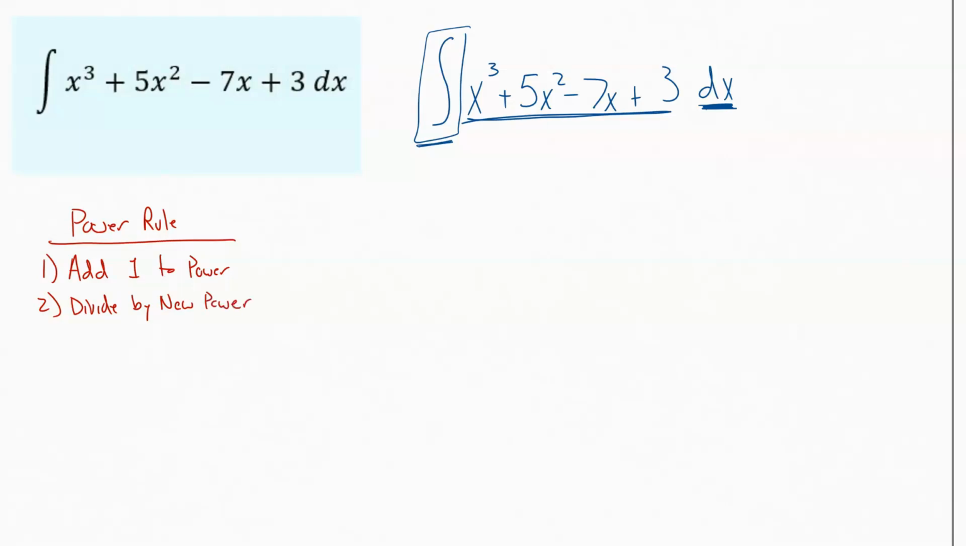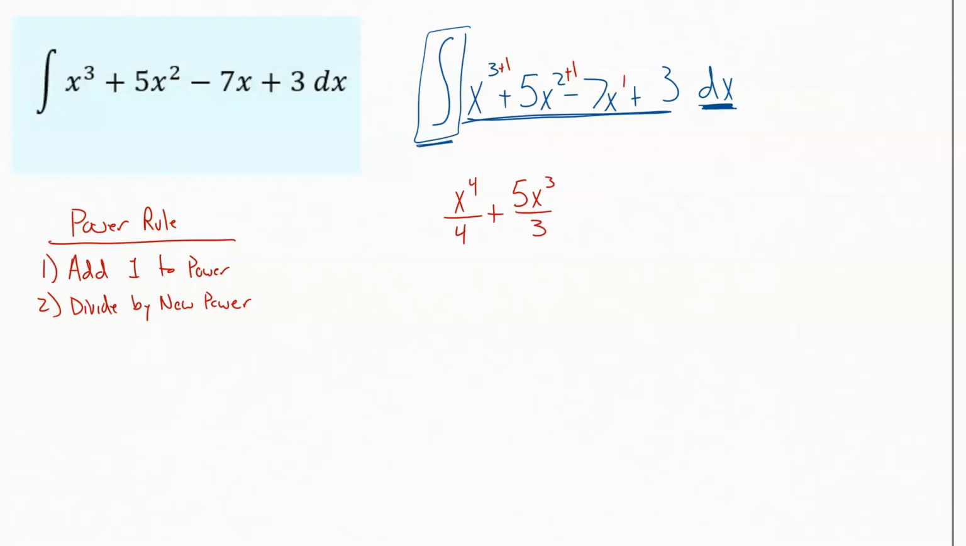So working our way through this, you just break it up into smaller bite-sized problems by the pluses and the minuses. So starting at the very front here, we would add 1 to the power. That's going to get us x to the 4th, divide by the new power, which is 4. Plus, go to the next one, add 1 to the power. I get 5x to the 3rd, divide by that new power, divide by 3.